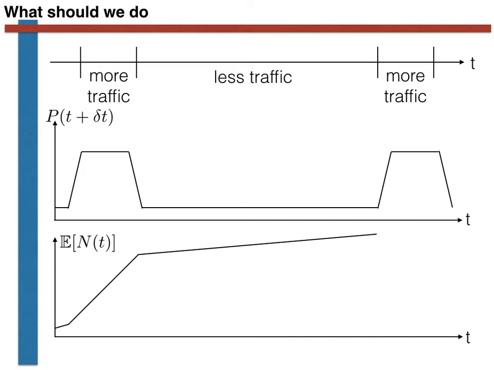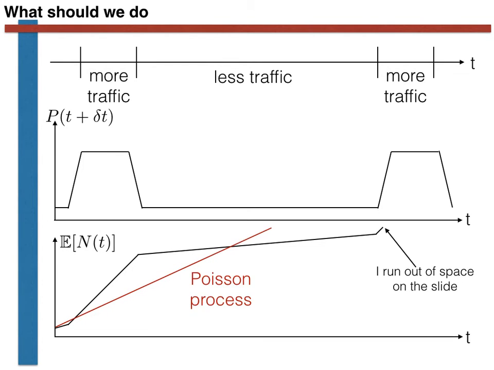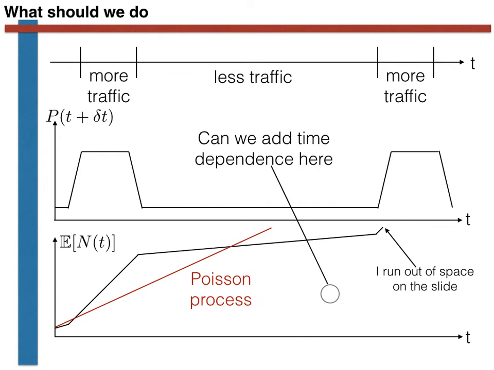Let's now compare this behaviour with the behaviour that we observe for the average number of events in a Poisson process. We know that the expected number of events that have occurred increases linearly with time for a Poisson process. This is clearly not what we see for our traffic example, but it does give us a clue as to what we might do. We can introduce some time dependence in the lambda coefficient here.